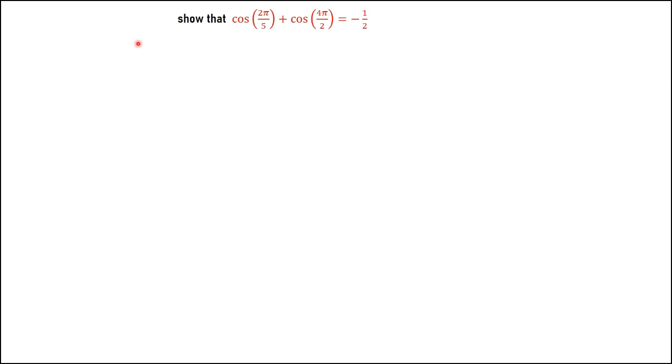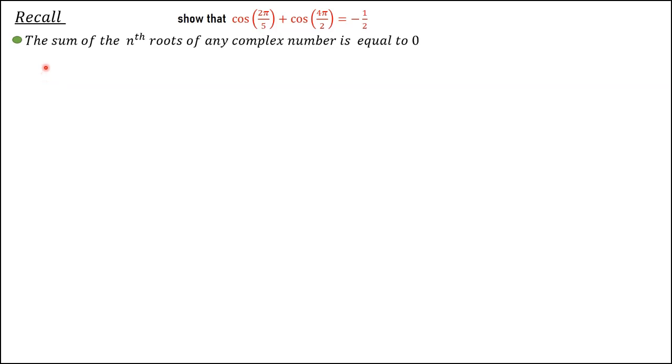So in the next part of the equation, we are asked to show that cos of 2 pi divided by 5 plus cos of 4 pi divided by 5 equals -1/2. So we know that the sum of the nth roots of any complex number is equal to 0. Remember, the sum of the fifth roots of unity is equal to 0, because in the a part of the equation we obtained all the fifth roots of unity.